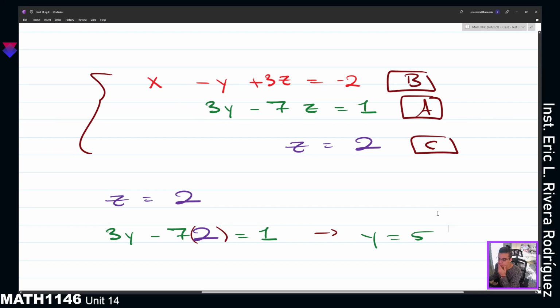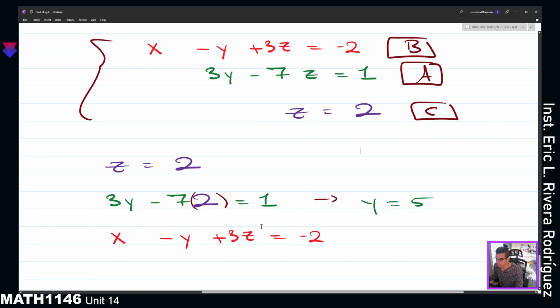Right? And then we are going to take the last of the equation B, or the equation that we have on the top, and we are going to substitute z with 2. Okay, so 3 times 2, and we are going to substitute y with 5, and then we are going to solve for x.